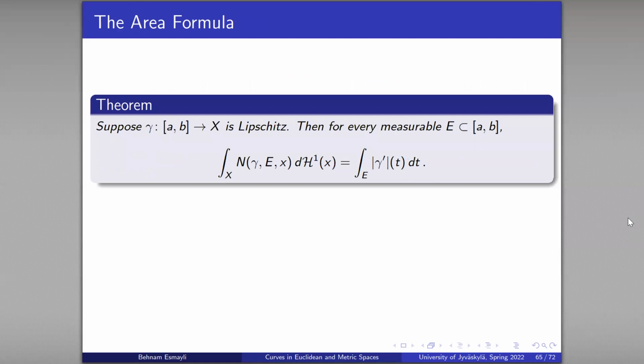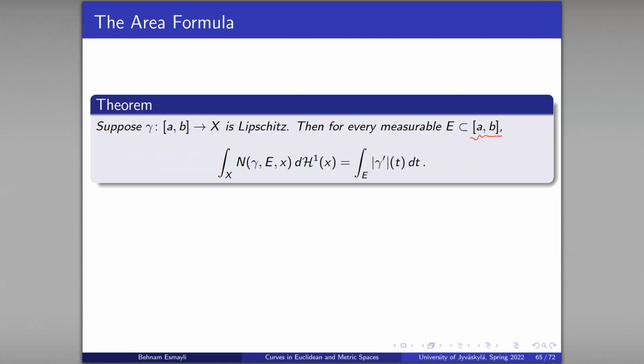Okay, so what is the theorem of interest for today? If you start with a Lipschitz function, and this time into an arbitrary metric space, then for every measurable subset E of AB, already just E equal AB is interesting, the multiplicity integrated will be equal to the integration of the speed of the curve.